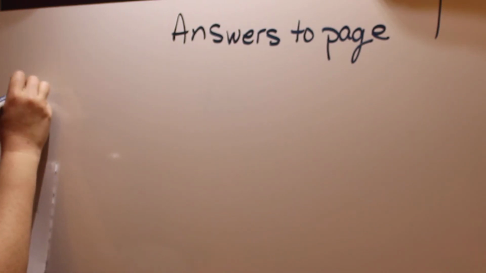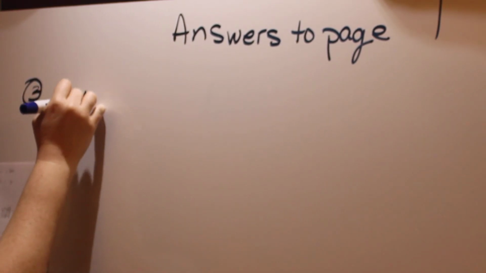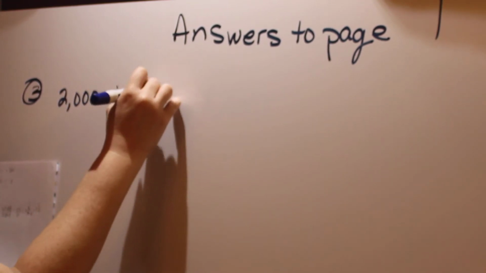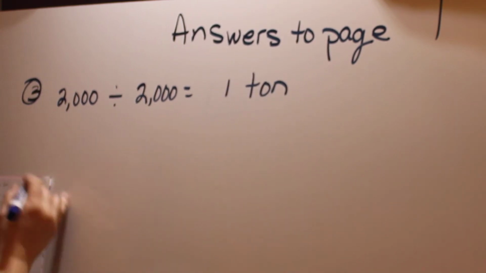I'm going to just start with number 3. So 2,000, how did we solve this? Divided by 2,000 equals 1 ton.